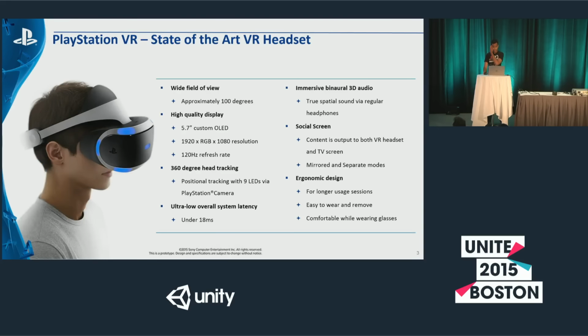So first up, the specs. The PlayStation VR headset has come a long way since we announced it at GDC as Project Morpheus. To start with, the headset has a wide field of view of approximately 100 degrees, and the display is made up of a 5.7-inch custom OLED screen with a resolution of 1920 by 1080 RGB. It is capable of up to a 120 Hz refresh rate.